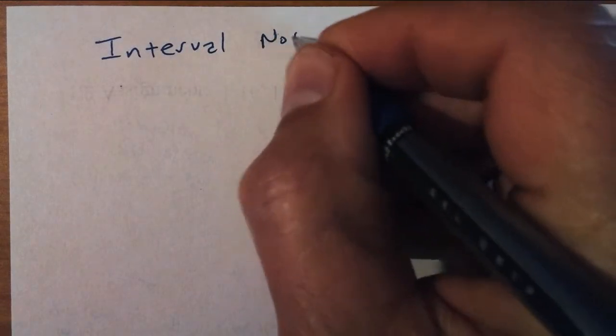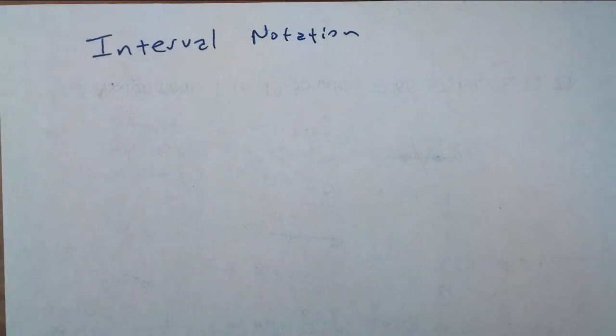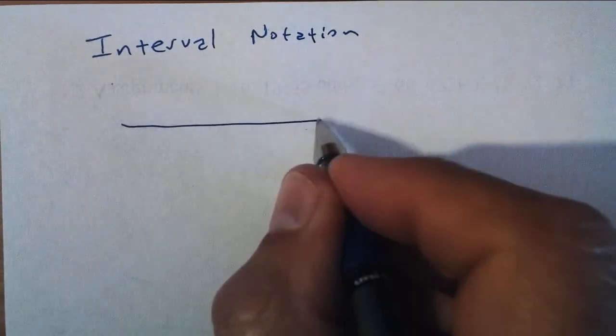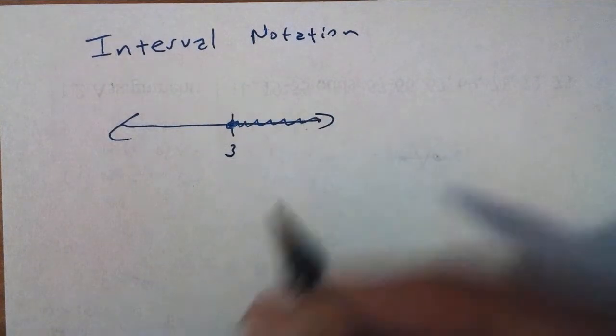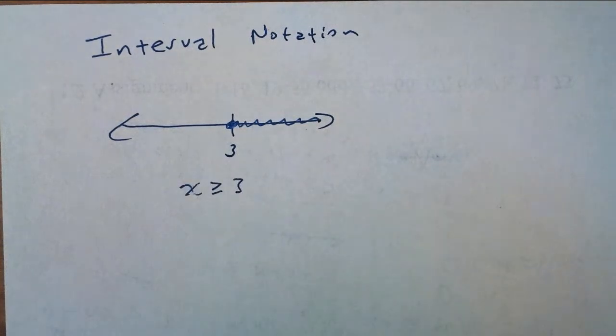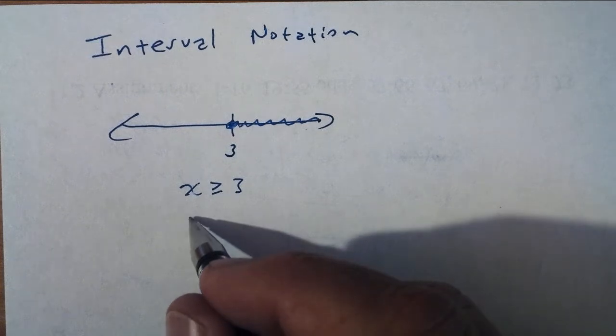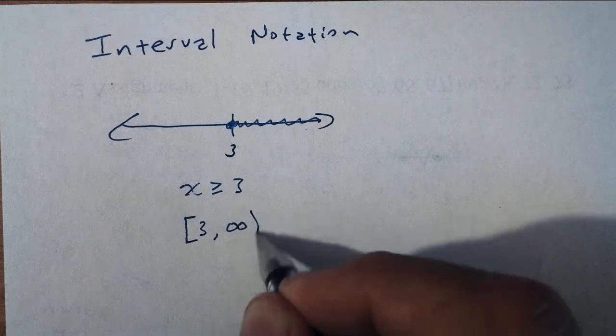Okay, now as promised, something new, interval notation. Interval notation is used widely in calculus, and it's really simple once you get used to using it. I'm going to go back to number line days. Let's say we had 3 shaded on forever. You might say this represents x is greater than or equal to 3. In interval notation land, that would be bracket 3, comma, infinity.